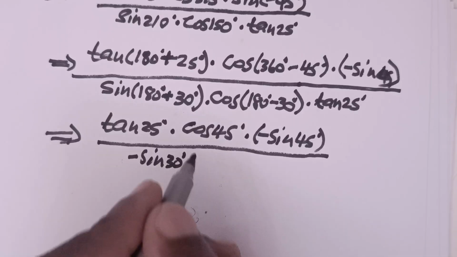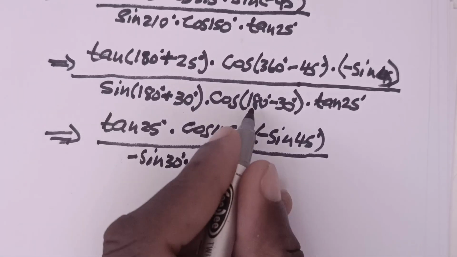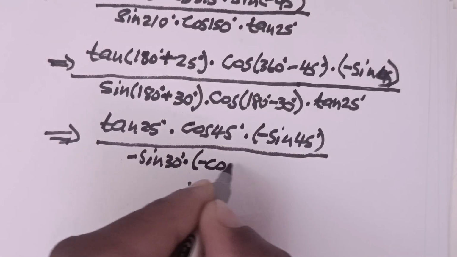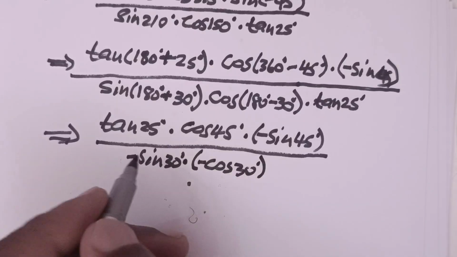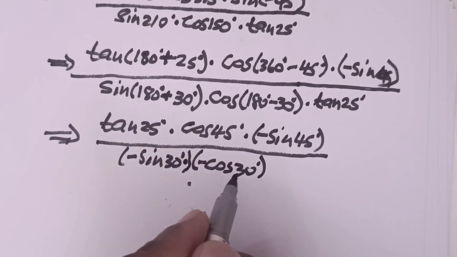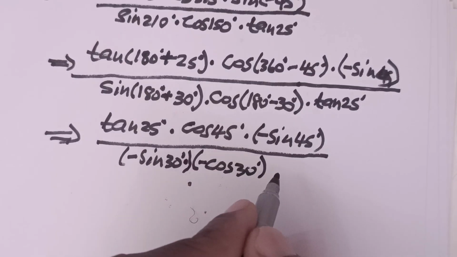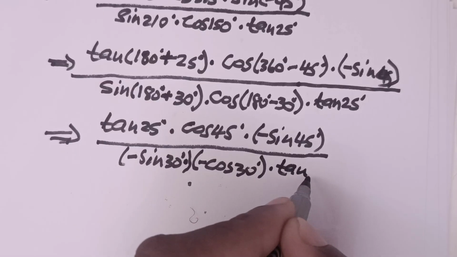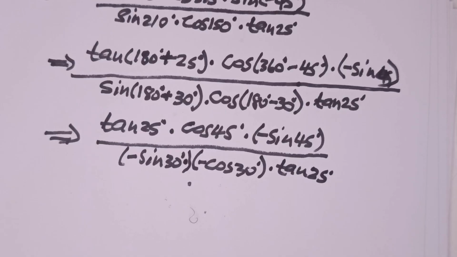and what more, multiplied by cos, which in that particular quadrant is negative. So a negative cos of 30, because in the second quadrant, cos is negative. And finally, just that tangent of 25.